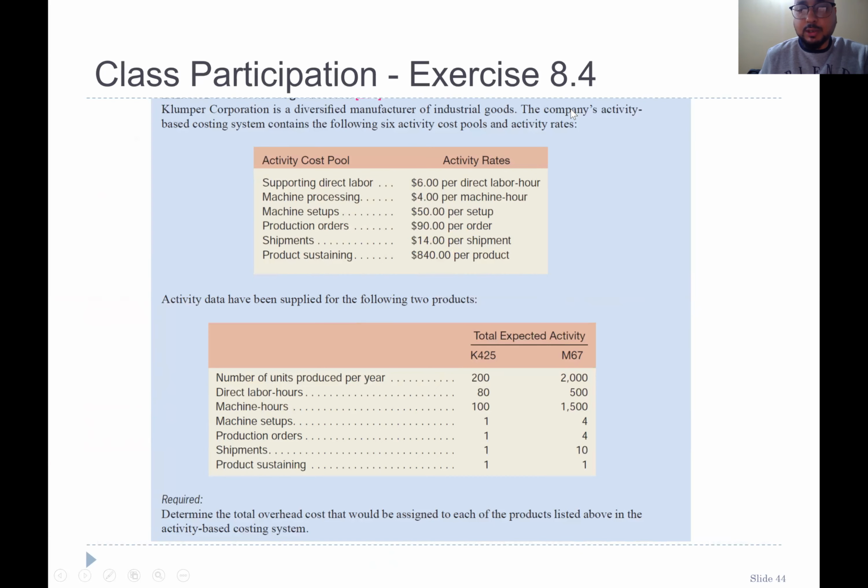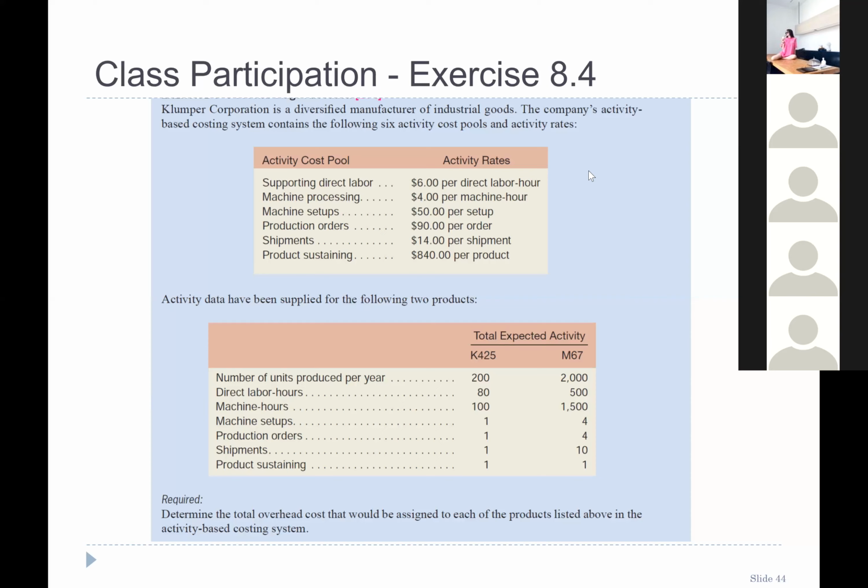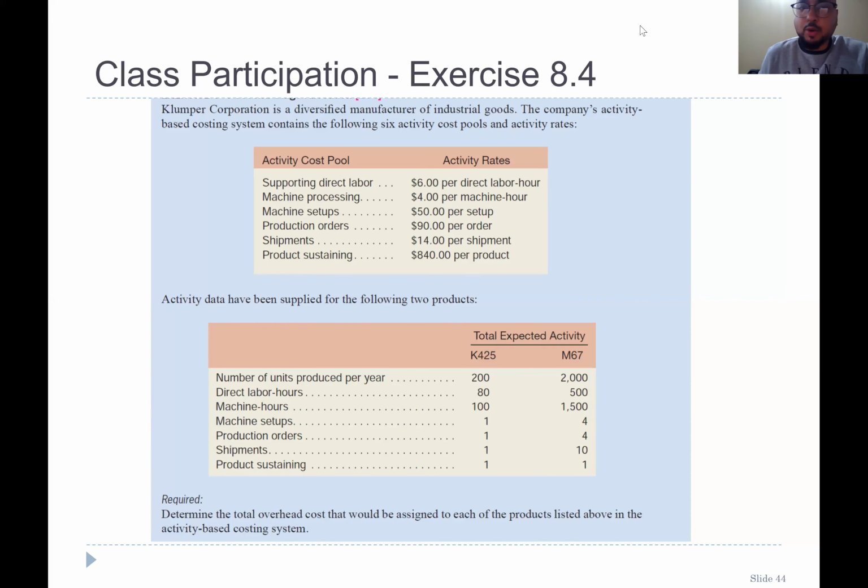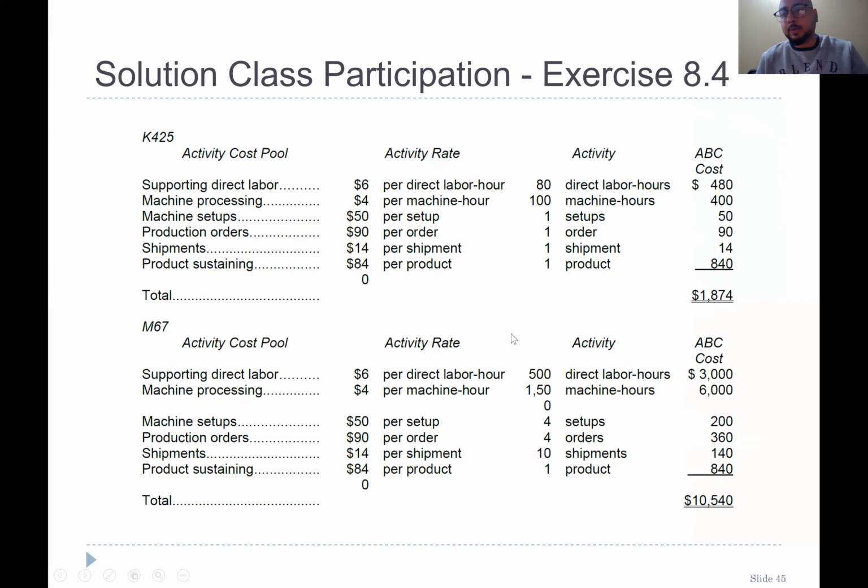Those who are watching, please pause the video here and try to solve it, and at the end compare your answers. Okay, so we just finished our breakout room activity. So let's compare the answers. Here we go.